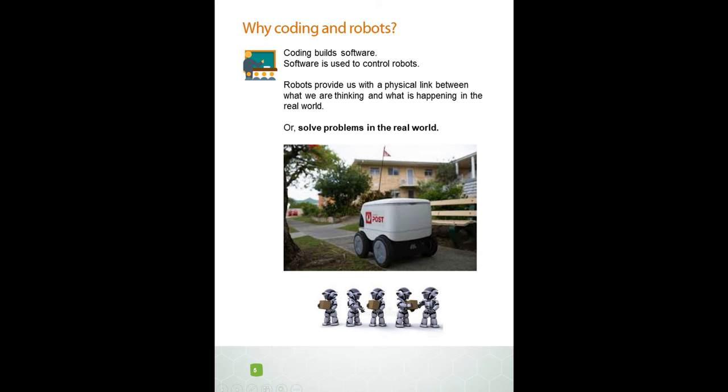So how does coding and robots fit into this? Firstly, coding builds software. Software is used to control robots. Robots provide us with a physical link between what we are thinking and what is happening in the real world. Or in other words, solving problems in the real world. And there we have an example of a robot mailman.